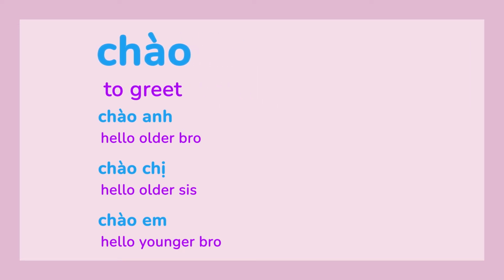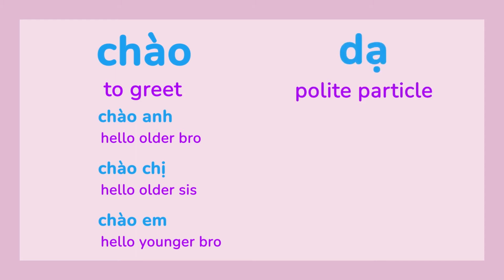You could also put the polite particle dạ at the beginning of a sentence to show your polite attitude toward an older person. But don't ever say dạ to a younger person, it sounds ridiculous. So you could say hello to an older male like dạ, chào anh. Or to an older female like dạ, chào chị.